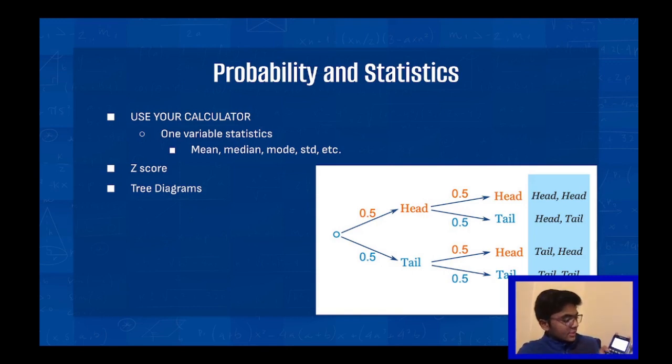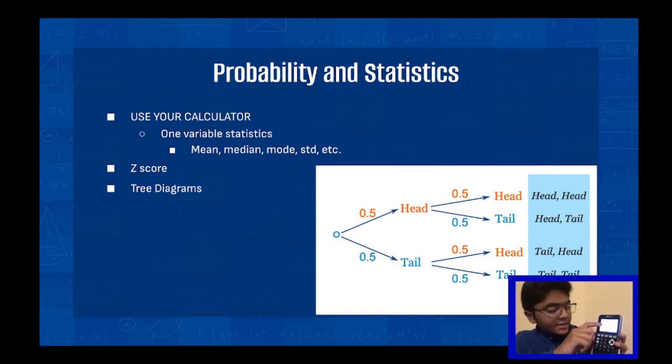You hit stat, calc, one variable stats, right? And then you select list 1 because that's where you input the data. Then you go down to calculate and you hit enter. Now, here it shows all these different values that you can look at. This top one, x with the bar over it, that's the mean.